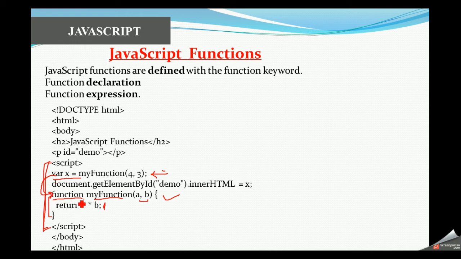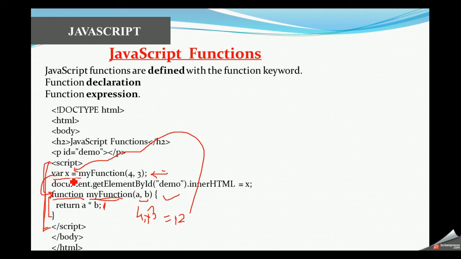Seeing myFunction(4, 3), a will be 4 and b will be 3, and then it will go inside and return a asterisk b. So it will multiply these two values and return 12. Where will this 12 be returned? This 12 will be returned to the x variable. Okay, now this 12 is returned.